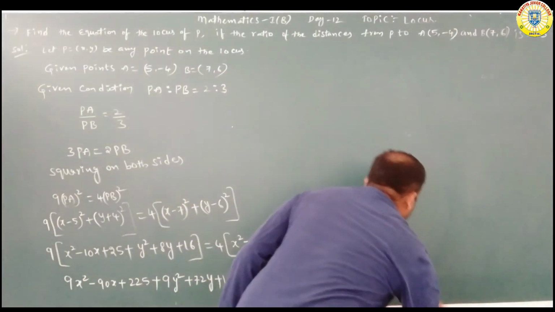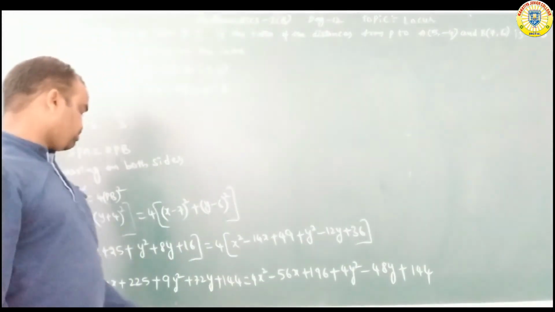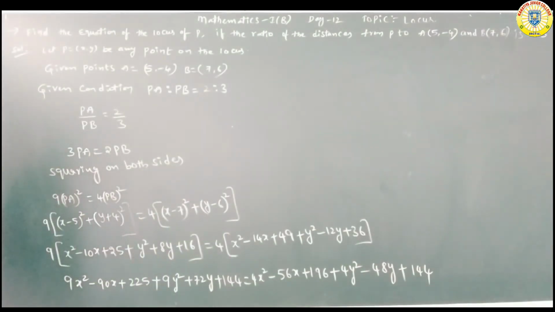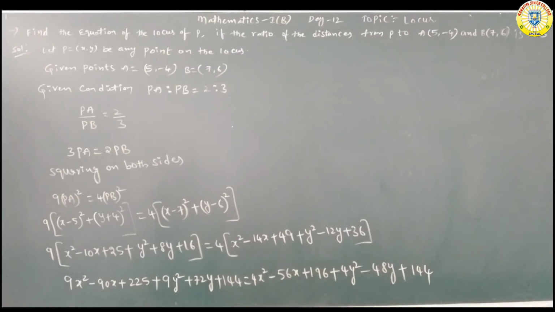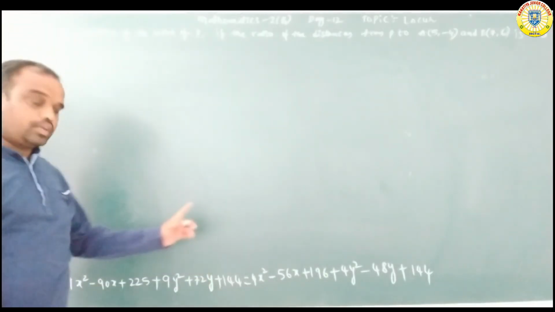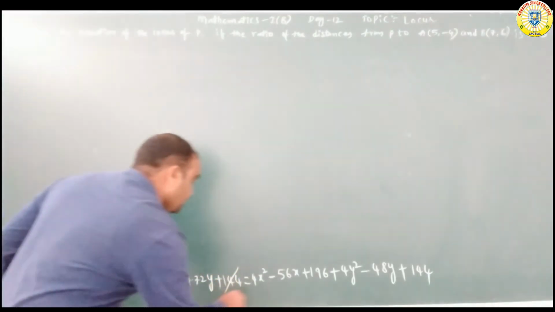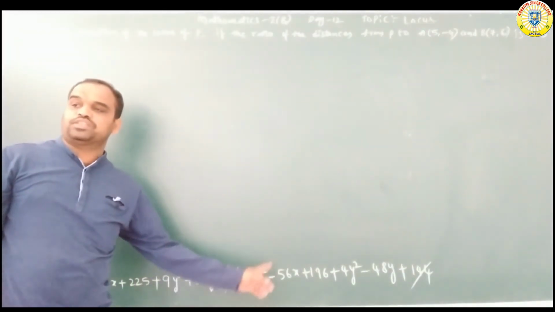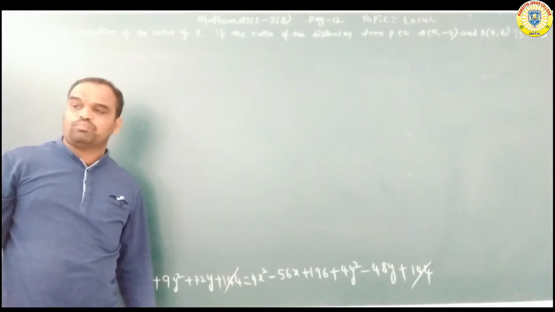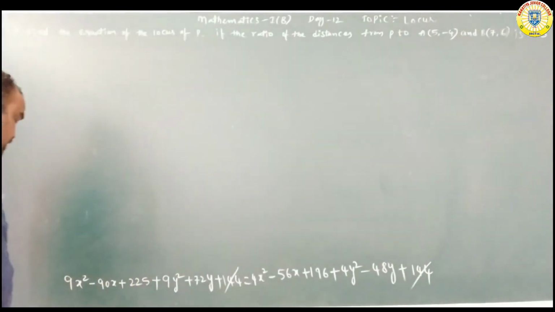First, all of you write this down carefully. Now we are continuing the problem. Here 144 cancels: the left side 144 and the right side 144, both are cancelled. Next, the total value we are taking to the left side.